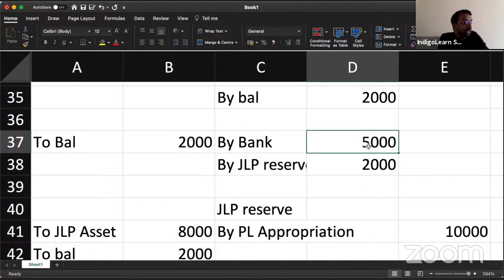Okay. Any specific questions you have in these two topics that we have discussed today, that is on inventory valuation and on the joint life policy, you can ask me. Any other questions you have?